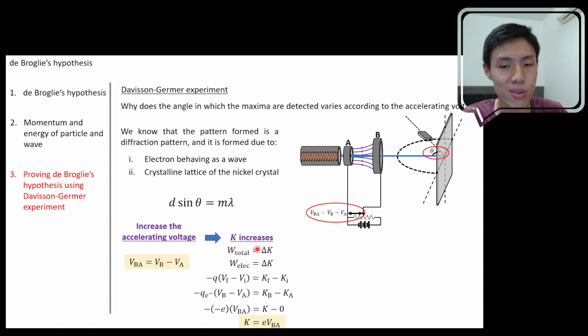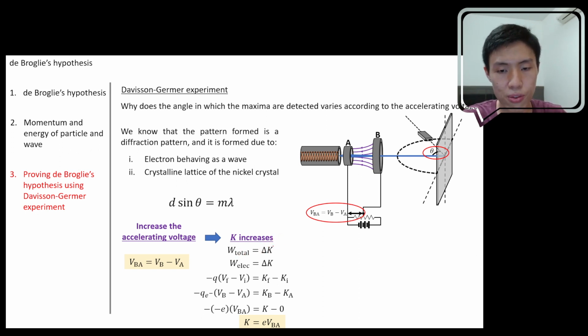So work total is equal to change of kinetic energy. This is what you learned from work, energy and power last semester. The total work done on the electron will equal the change in kinetic energy experienced by the electron. This is the total work done on the electron. This is the change of kinetic energy of the electron.